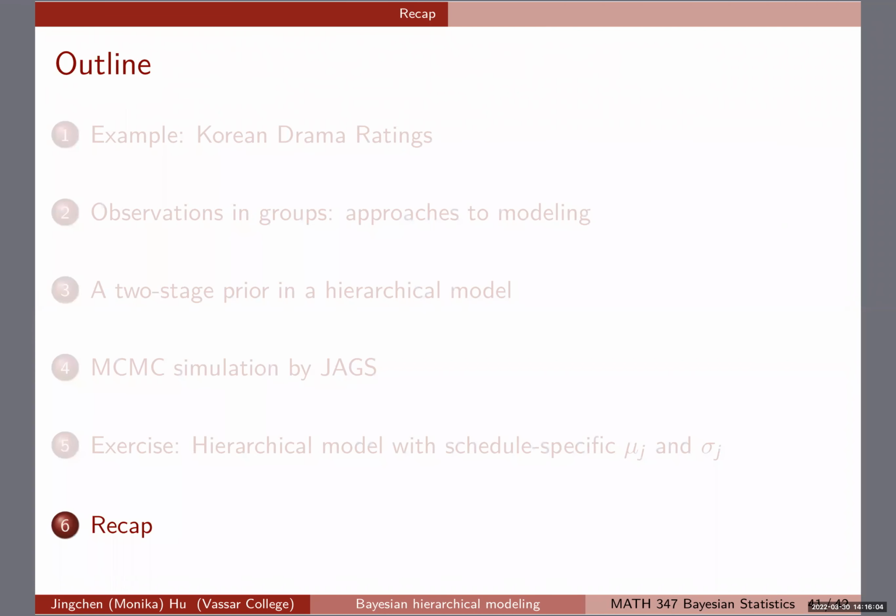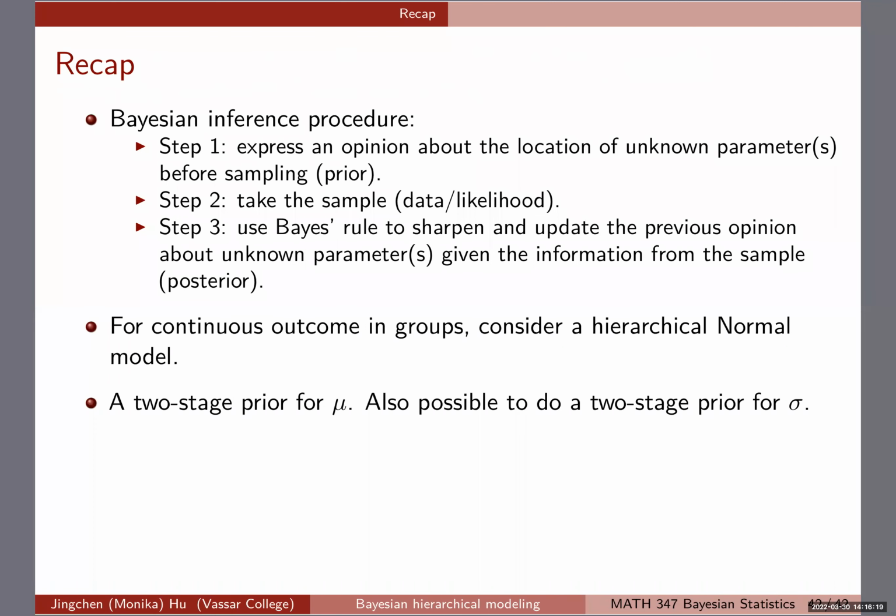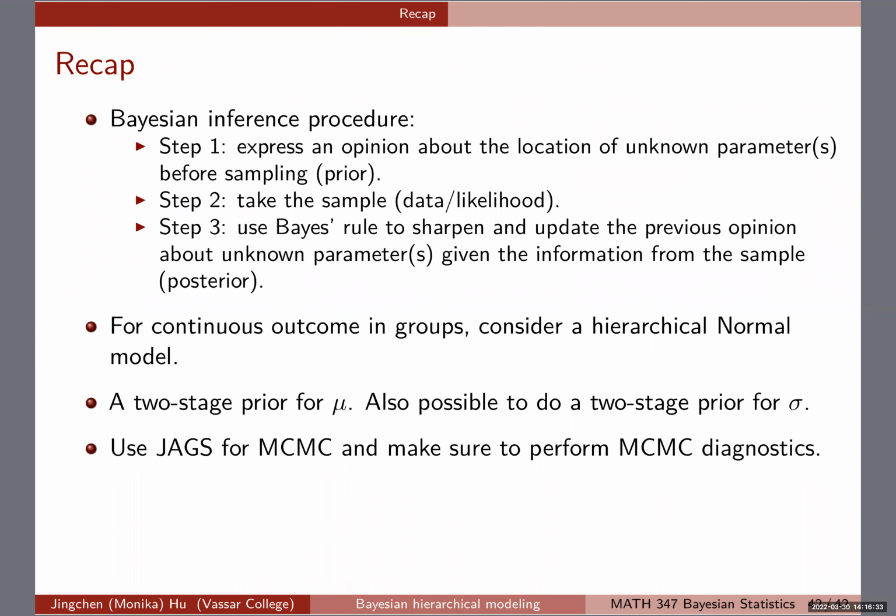All right, so to recap, we have once more 3 general steps. You have your prior, you have your sample, and then you use Bayes rule to update the previous opinion. And that's where you go to the posterior. And then for the particular case, when we have continuous outcome in groups, we are considering a hierarchical normal model. Specifically, we did a 2-stage prior for mu, but it's possible to do a 2-stage prior for sigma if that's what we want to do, which is the little exercise that we did together.